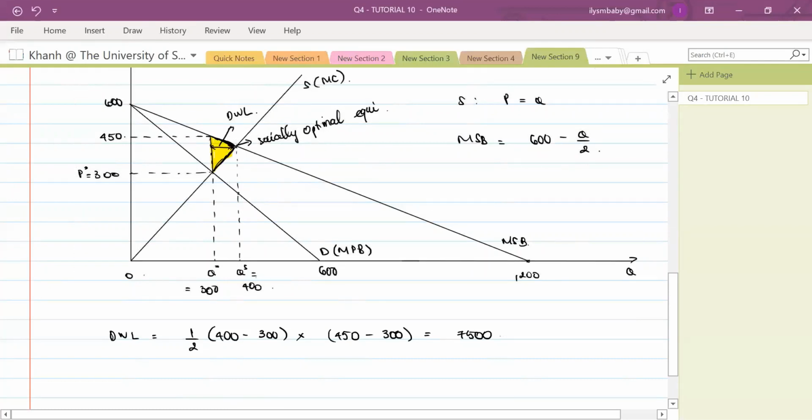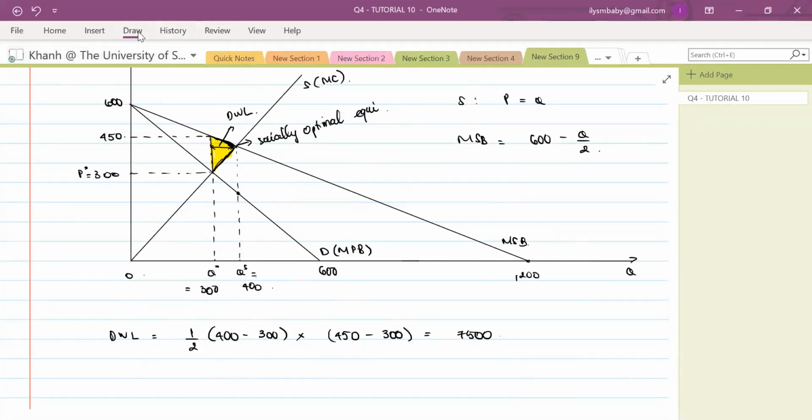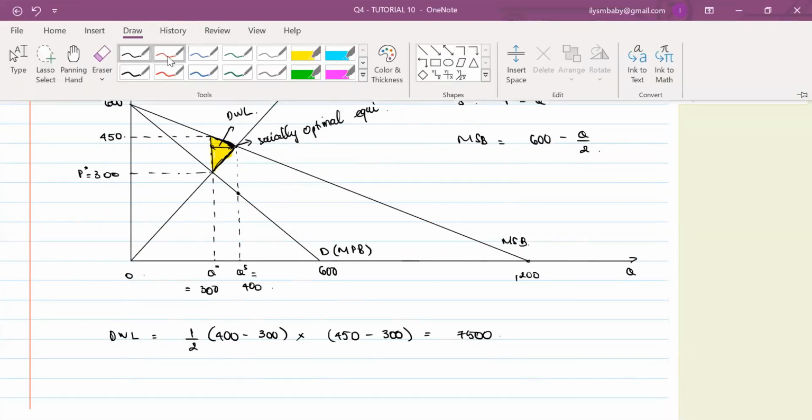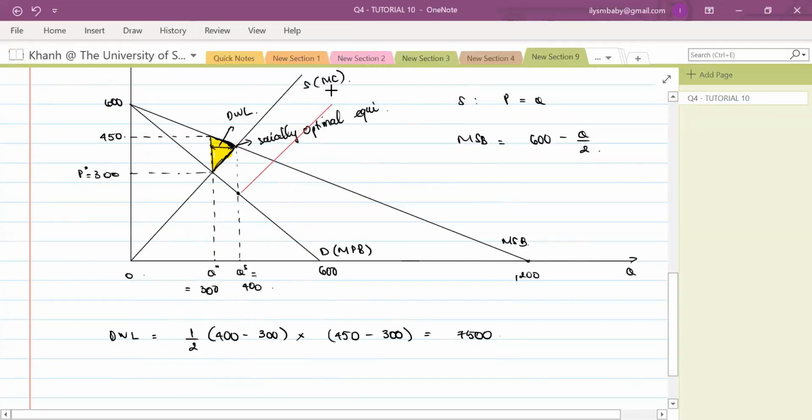Okay, so what we want is the supply curve to be cutting the demand curve at this point. So this is the demand curve. This is the quantity 400 that we want. So we want the supply curve to be cutting this demand curve at this point, such that the competitive equilibrium is going to be the same as the socially optimal level equilibrium. Okay. So therefore, we want to shift the supply curve to the right. Like this. Okay, so we want to shift the supply curve to S dash.